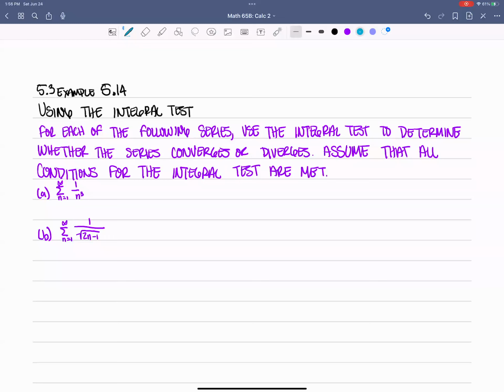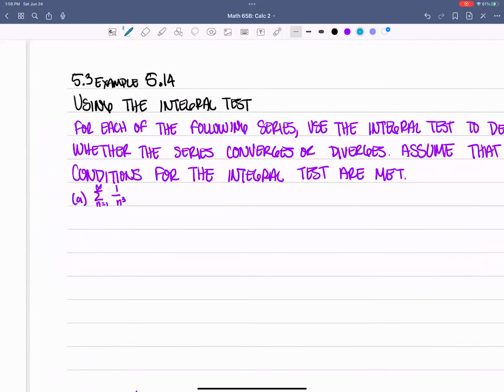Section 5.3, example 14, using integral tests. For each of the following series, use the integral test to determine whether the series converges or diverges. Assume that all conditions for the integral test are met. Starting off with the very first one, the sum as n goes from 1 to infinity of 1 over n cubed. All right, let's see.